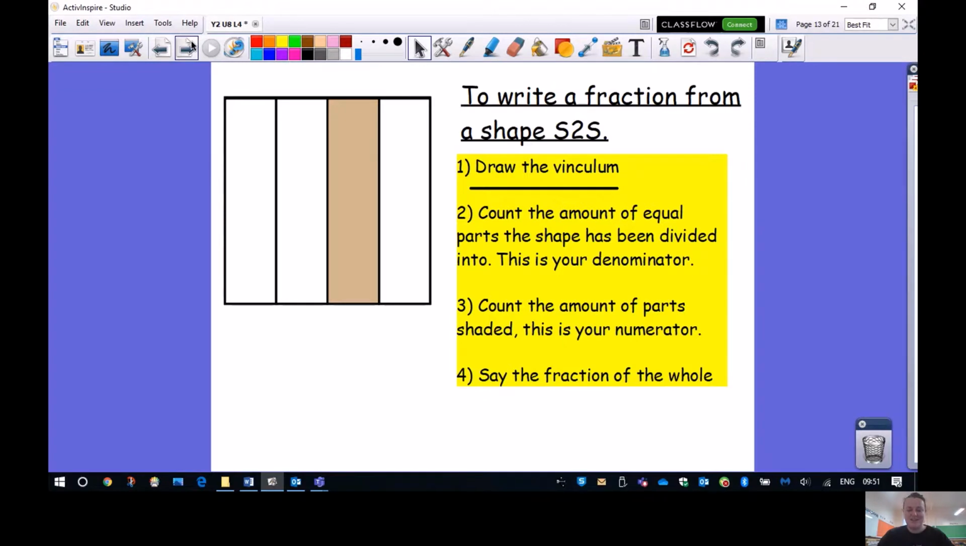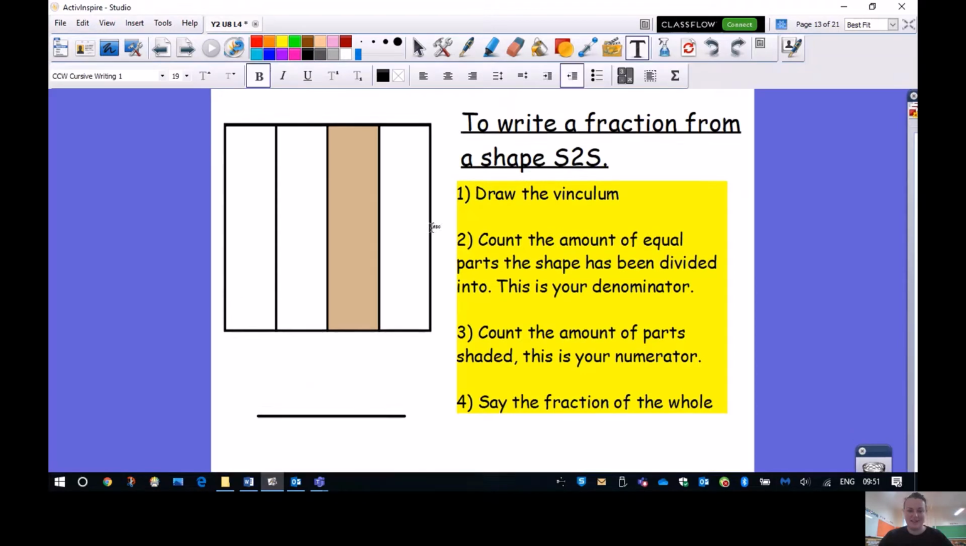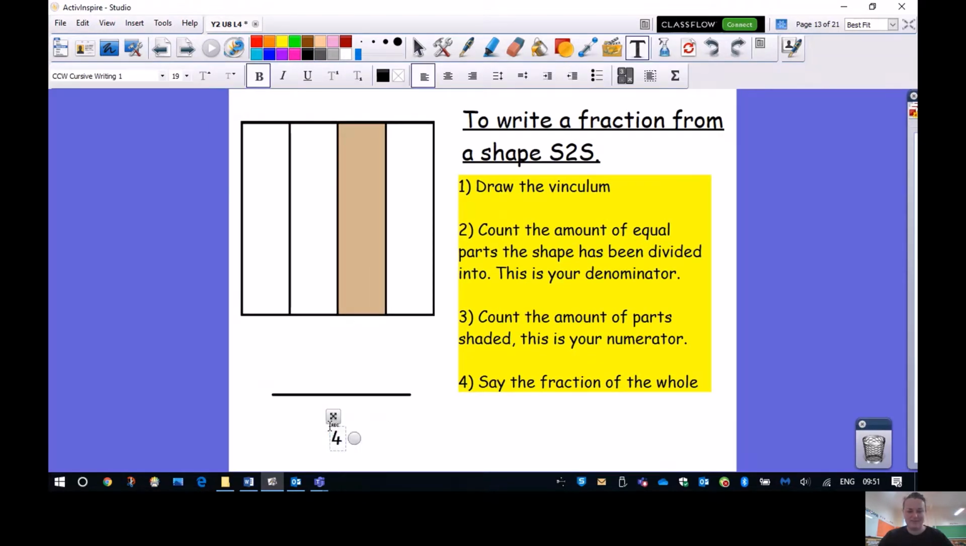To write a fraction from a shape, this is going to be your learning task today. You need to draw the vinculum, count the amount of equal parts, write down the amount of equal parts, count the amount of parts shaded, 1, and say the fraction. 1/4 of the shape has been shaded.